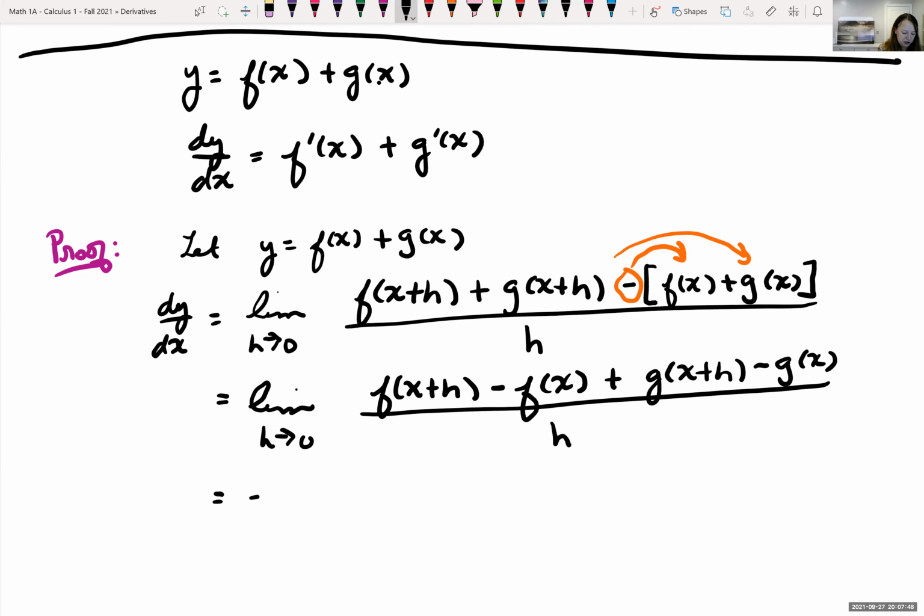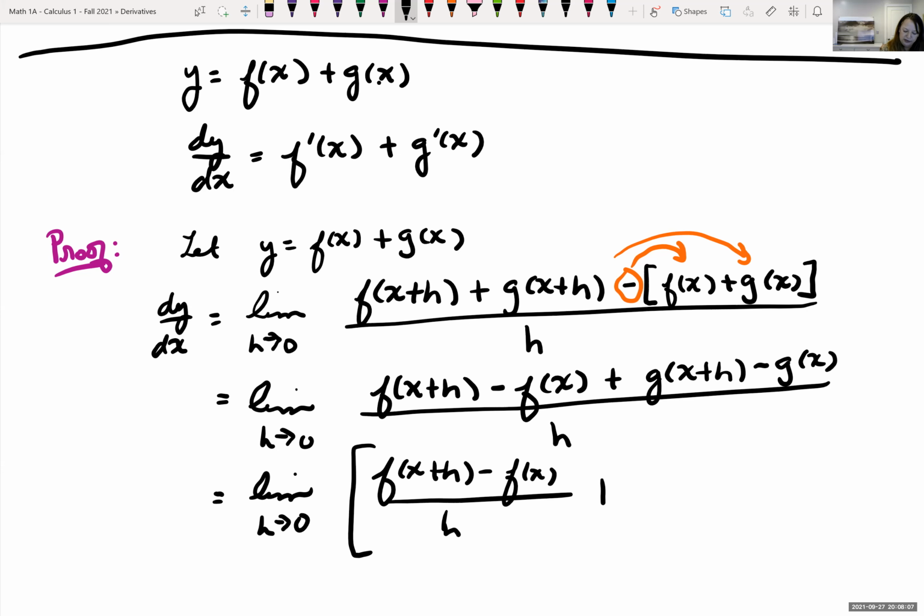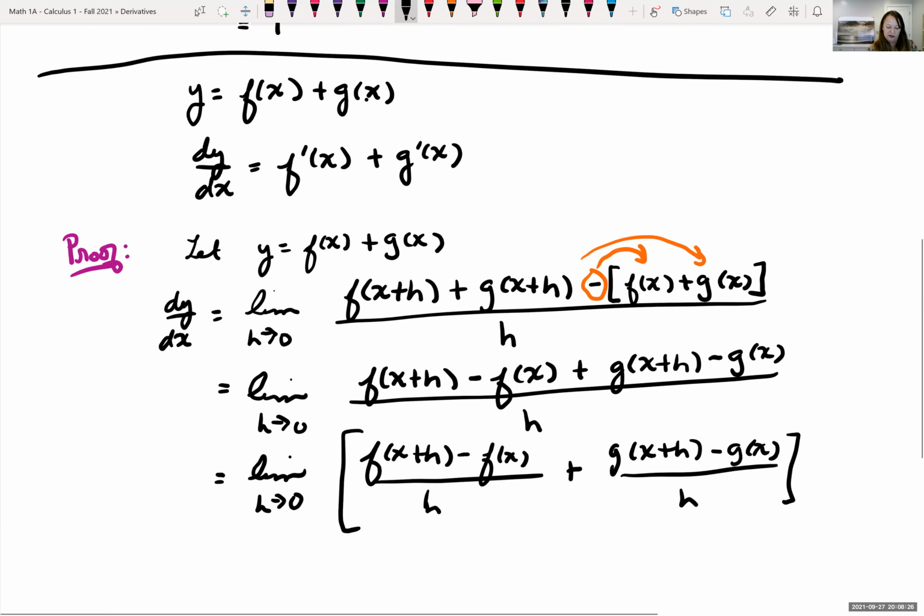Well, let's just rewrite that as two separate fractions. The sum of two fractions, the common denominator is just going to be h. So I could rewrite this as f of x plus h minus f of x all over h, plus g of x plus h minus g of x all over h. Well, by definition, the limit as h goes to 0 of f of x plus h minus f of x all over h is the derivative of f of x. Same thing with this piece.